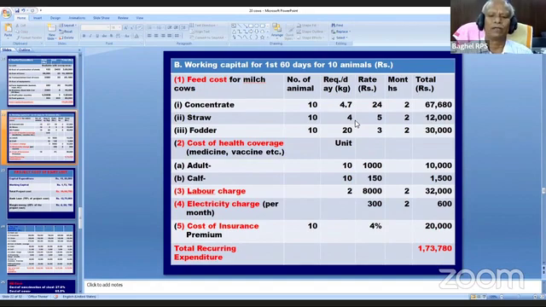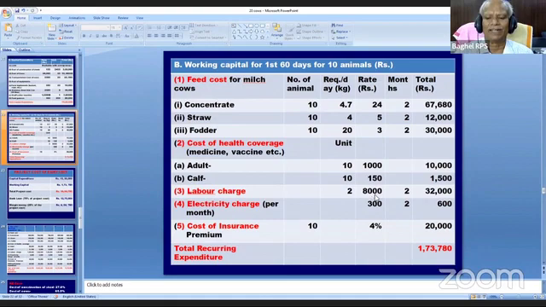Secondly, the working capital for at least the first 60 days for 10 animals, because after you have purchased the 10 good quality producing animals, your income will start daily. So at least for 60 days, you should have money by which you do not face any problem, and you can purchase the feed items in bulk for 1 month, 2 months. So here: feed cost for milk cows, how much concentrate, how much straw, how much fodder.